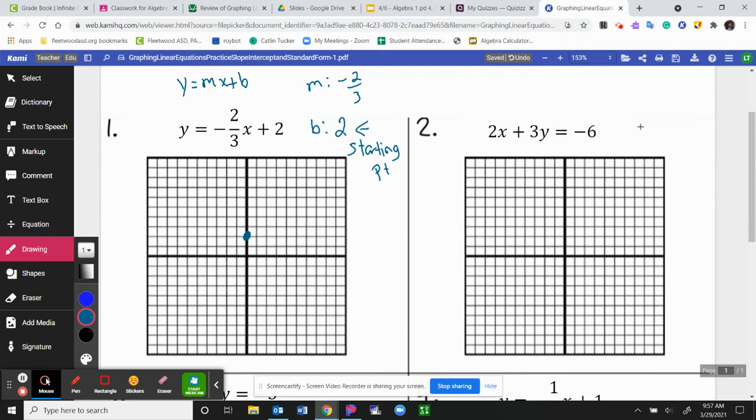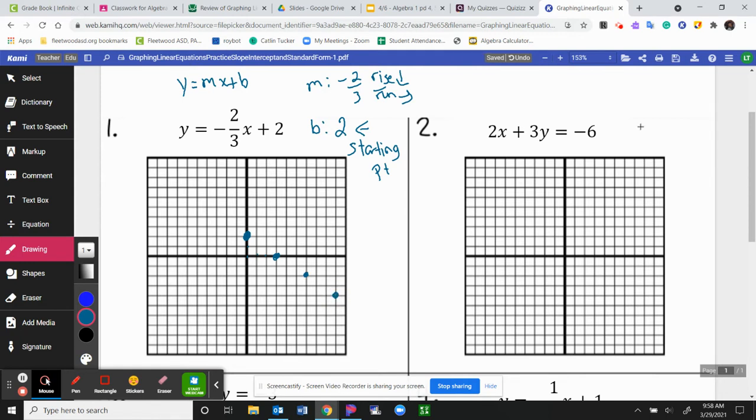After that, it's a negative 2/3. So this is a rise over a run. And since it's a negative, that means I'm going down to the right 3. So I'm going to start at this point here again, and I'm going down 2, 1, 2, right 3, 1, 2, 3, and I'm putting a dot. I'm going to do it again. Down 2, 1, 2, over 1, 2, 3, and I can keep going.